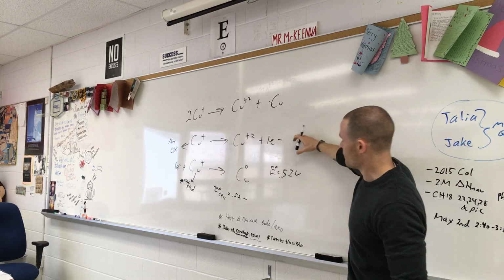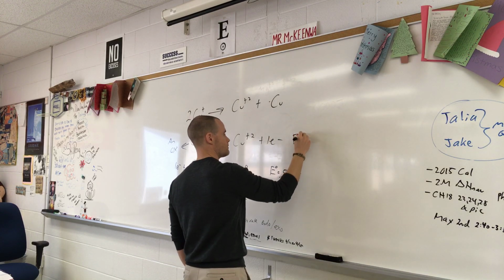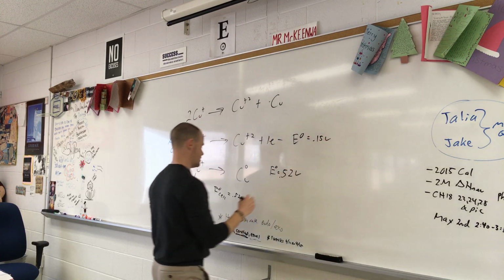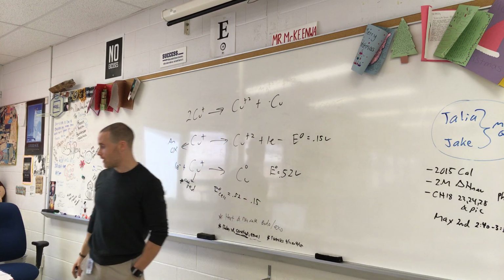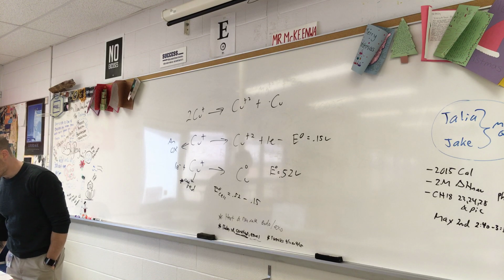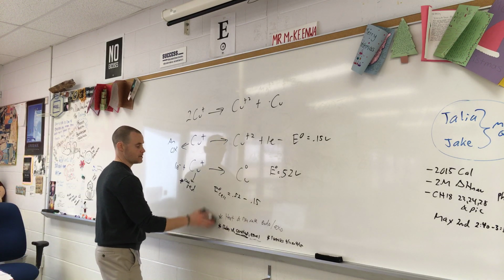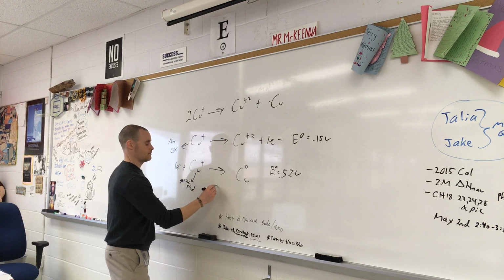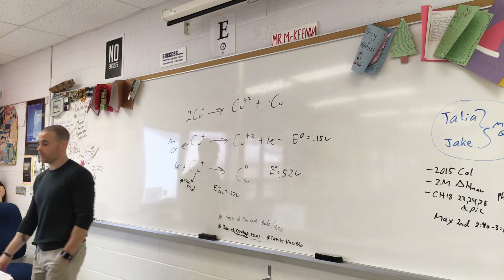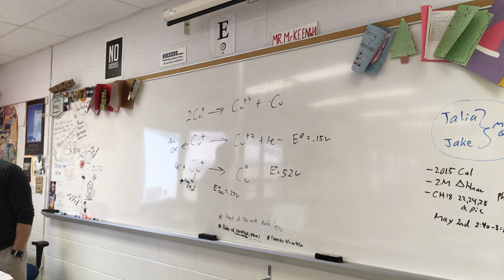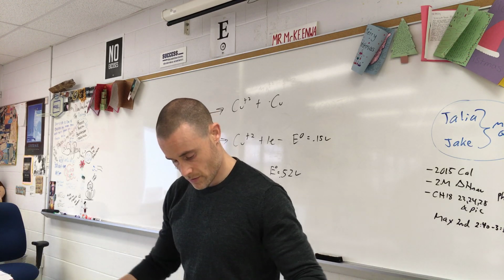Anyways, I think everybody found this at this point. It's 0.15. So 0.52 minus 0.15, we get 0.37. So E cell is 0.37 volts, so it is thermodynamically favorable. Okay, now what is it asking us to solve? All the other fun stuff.